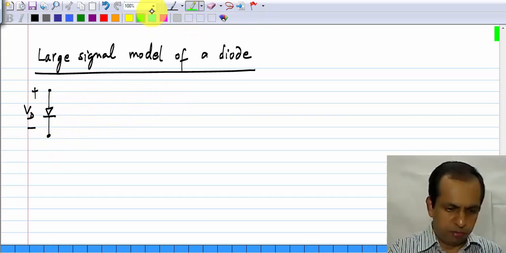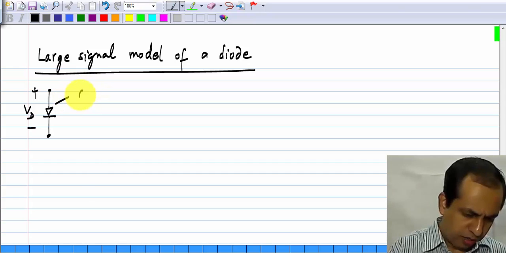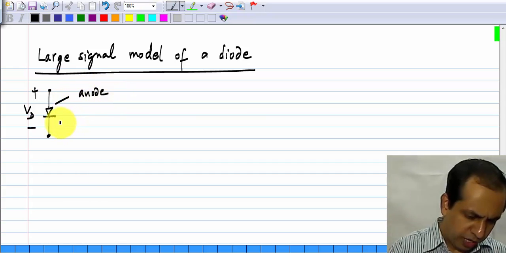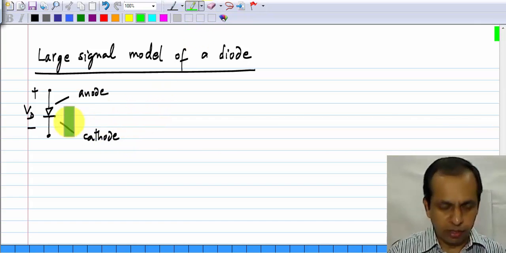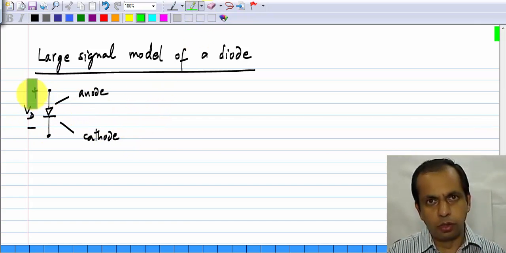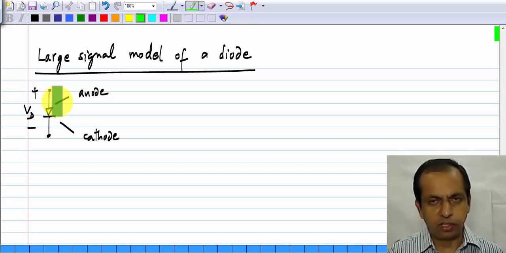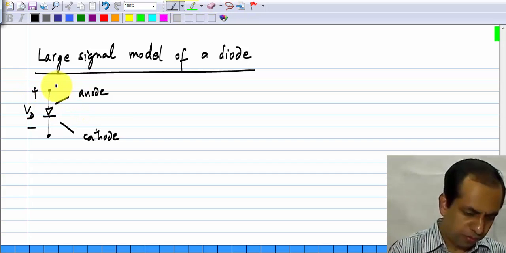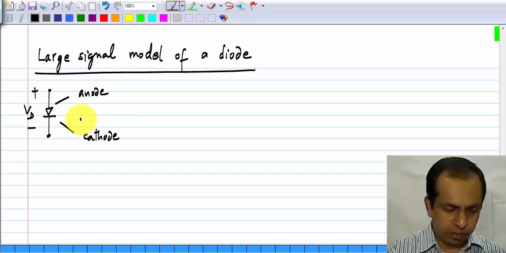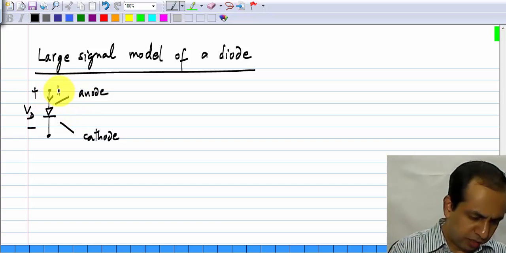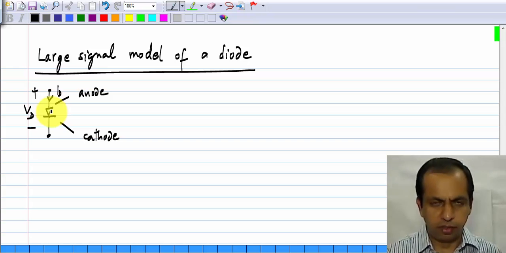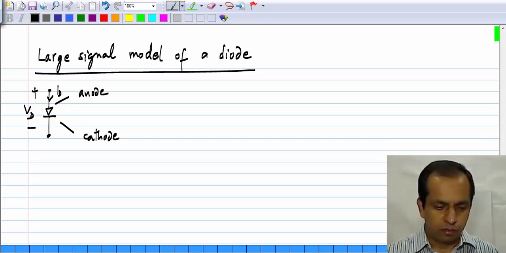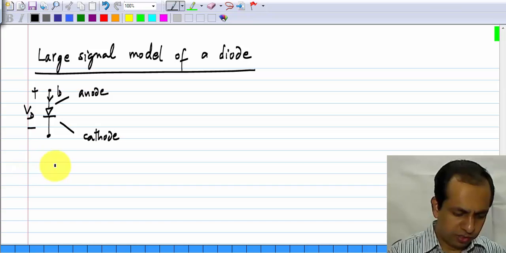This is the diode symbol, and we have the anode and cathode. By convention, I will define the voltage across the diode to be positive at the anode terminal. The value of Vd of course can be anything, and the current Id will be flowing into the anode as per passive sign convention. Now, we already have seen a model for this.